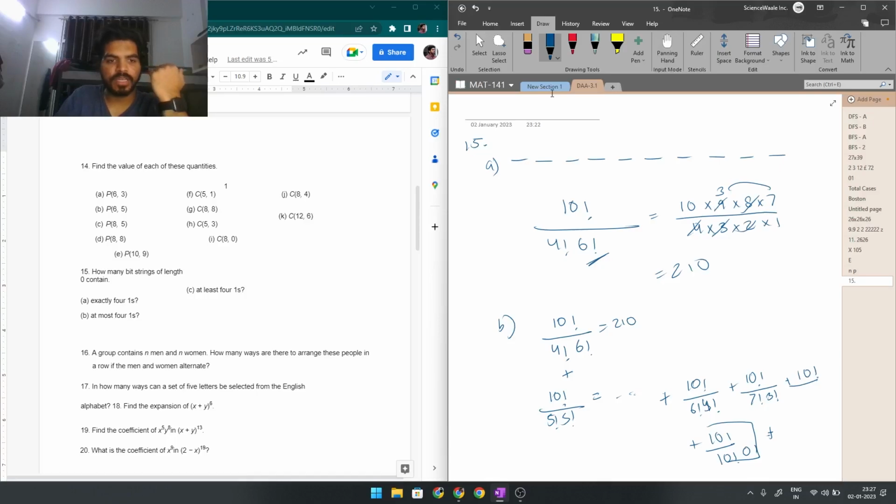Now, same for the at most. At most, we will take from 0, 1, 2, 3, and 4. And we will be done with it.